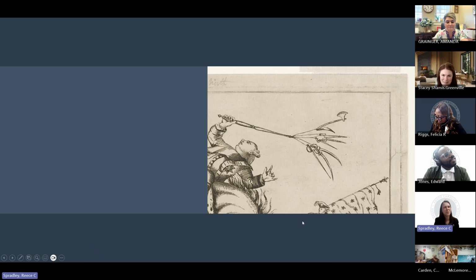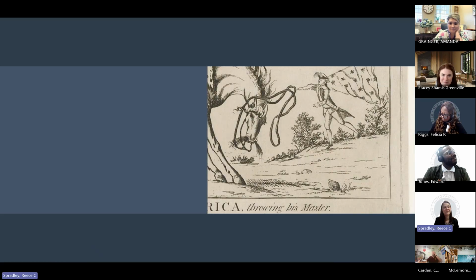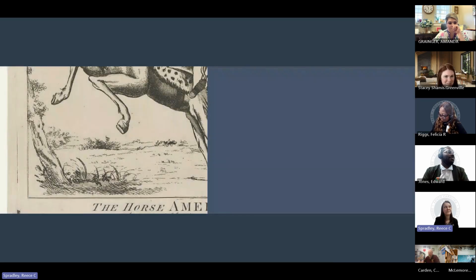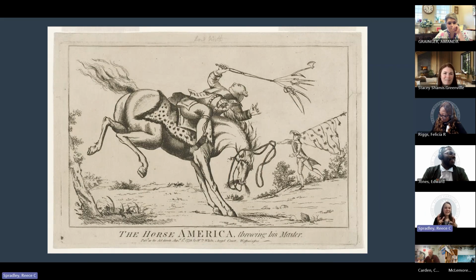We notice all kinds of weird weapons like bayonets and some little rapiers and things. He's being attacked. Okay. There's your horse, Bill. Have somebody in the background running with a flag, throwing his master, and then Horse America. We pull the whole thing together.